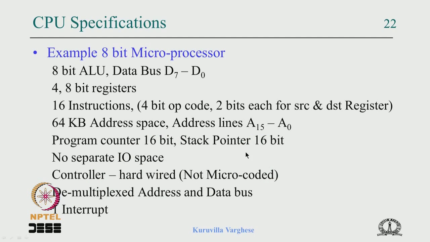So let us move on to the slides of the last lecture. We looked at an 8-bit microprocessor, which has an 8-bit ALU and data bus, 16 instructions, and a 64 KB address space, which means a 16-bit program counter and stack pointer. The controller is hardwired, not microcoded, with no separate IO space, and so on.